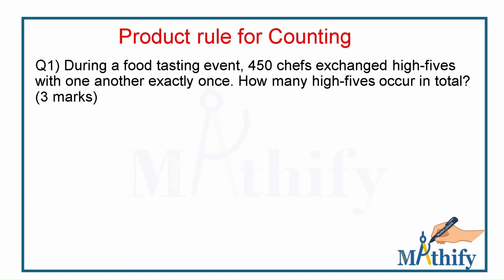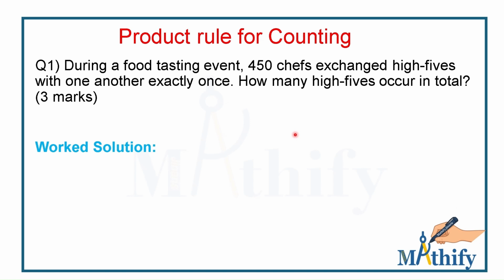During a food tasting event, 450 chefs exchange high fives with one another exactly once. How many high fives occur in total? 3 marks. I'll show you how to get full marks for this question and how to break them down step by step. So the first important step when solving this question is to know your formulas for the product rule for counting.